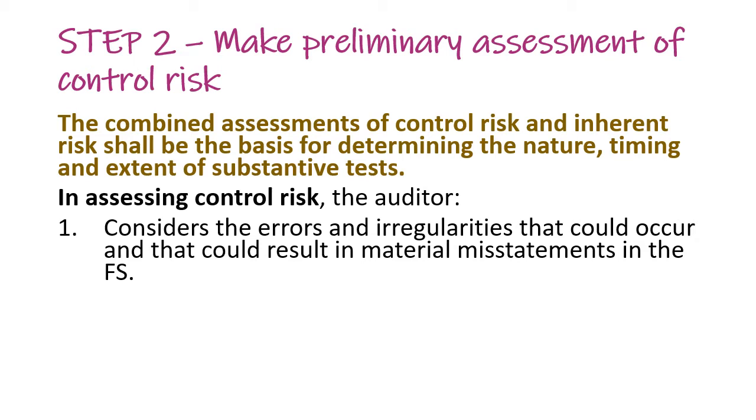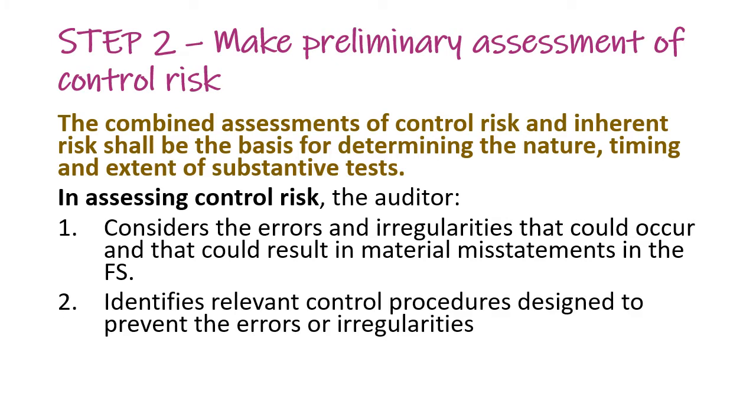Since the auditor already has an idea of how the information system of the company, based on the transaction cycles, will look like and what the processes of the entity are with regards to the processing of the information, the auditor can now have an idea of the possible errors or irregularities that may arise because of the design of the internal controls of the entity. And then the auditor will also identify the relevant control procedures designed to prevent any errors or irregularities.